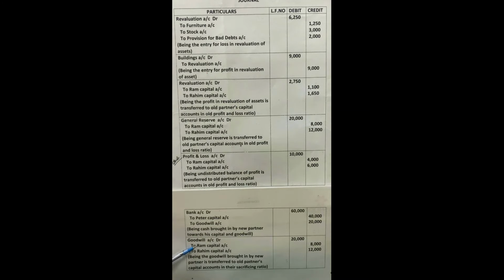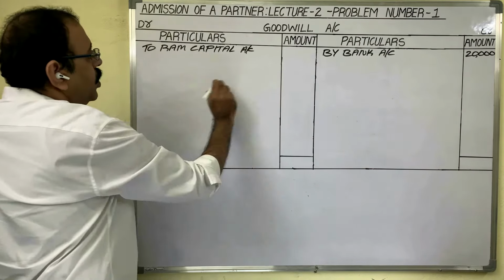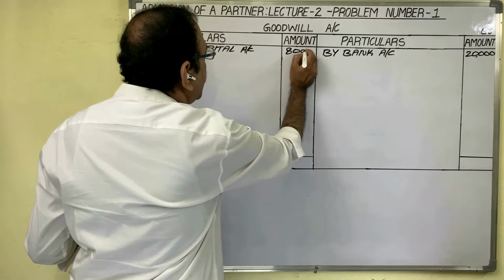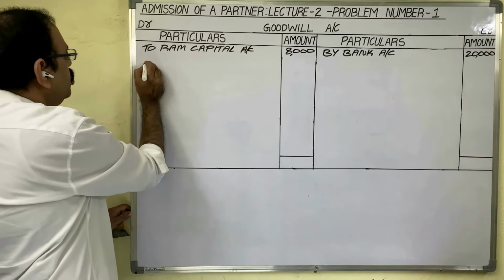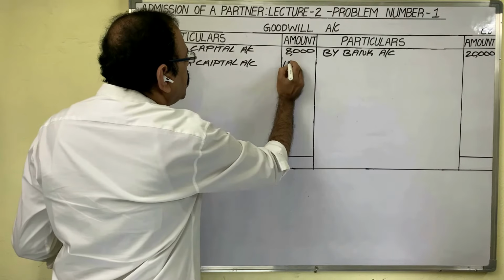Goodwill account debtor to Ram capital account, to Rahim capital account. Now we are preparing the goodwill account. You should observe whether the goodwill account is debited or credited. In the journal entry, as the goodwill account is debited, this entry appears on the debit side of the goodwill account. And what to write in the particulars column? On the other side, the credit side, we wrote Ram capital and Rahim capital. Write down these two account names. The amounts are: for Ram capital 8000 rupees, for Rahim capital 12000 rupees. Of the goodwill 20000, Ram's share is 8000 rupees, and Rahim's share is 12000 rupees.